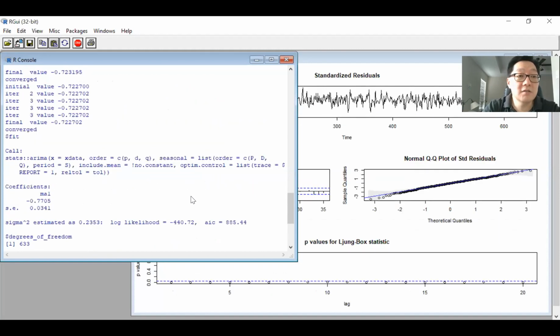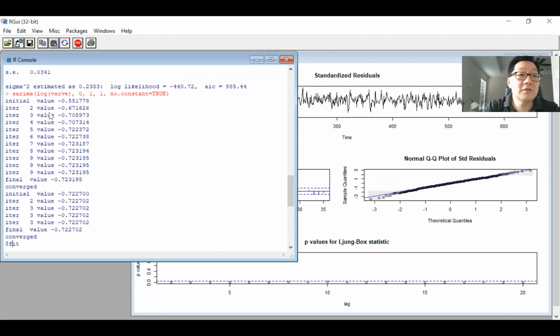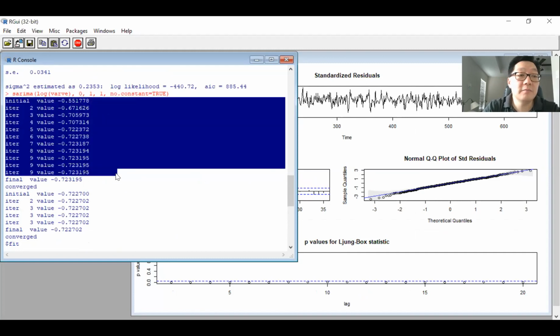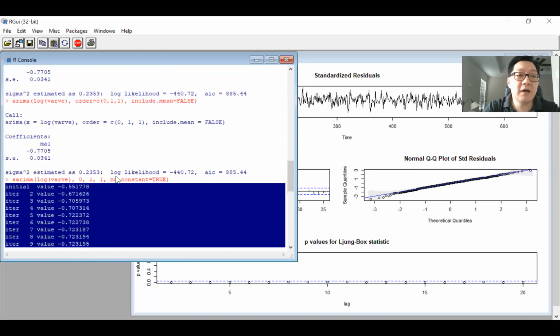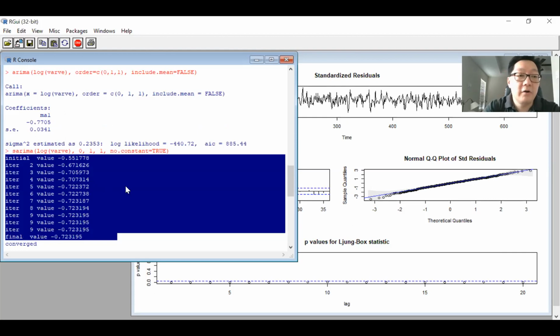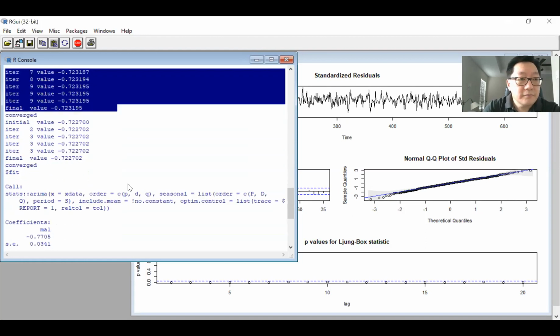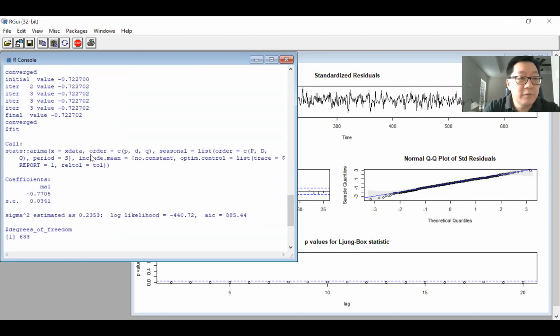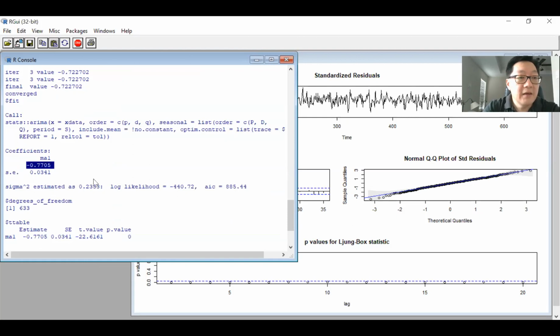Then here are more statistics. The reason there is an iteration is that the sarima function, and arima as well, uses iteration. It's a computational calculation using iteration that converges to the correct answers. So here is the iteration information, and here is the MA estimation.